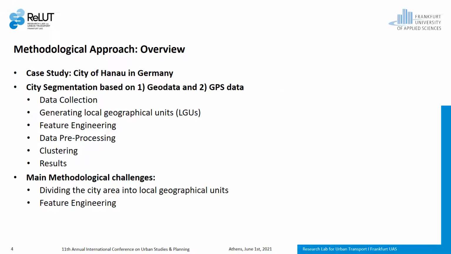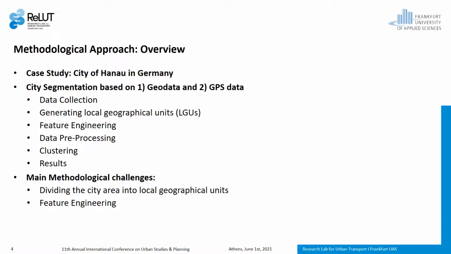Here is an overview of the methodological approach in this research. We use the city of Hanau for our case study. Hanau is a typical city in Germany with almost 100,000 inhabitants and is located 20 kilometers east of Frankfurt am Main. I will present two different segmentation methods of Hanau city. The first one is based on geodata and the second one on GPS data. The methodological approach is the same in both, however, the implementation of each step is slightly different in each one of them.